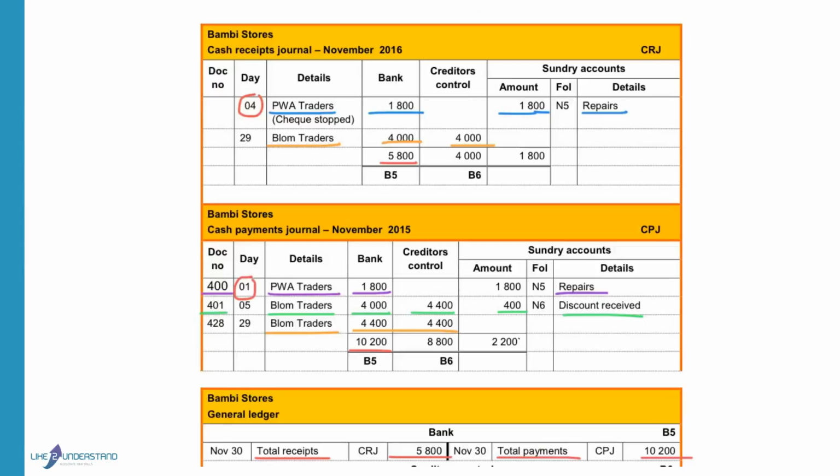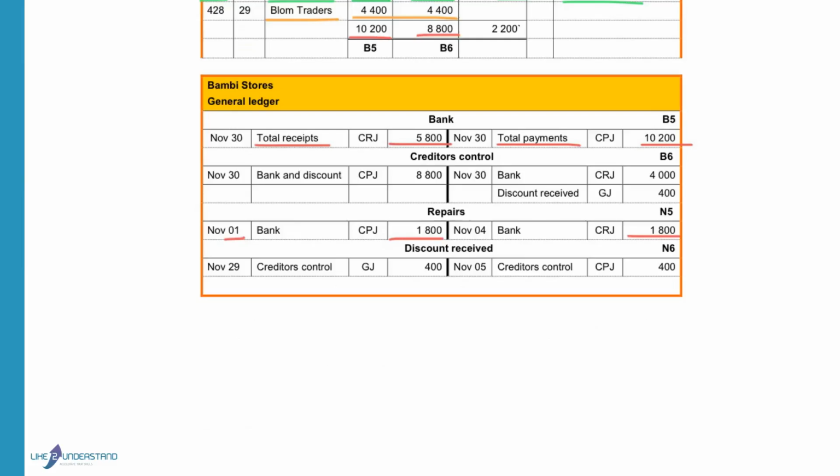The creditors control account will be credited with the 4,000 to indicate that you owe the money to them, and you will debit the creditors control account with the amounts paid of 8,800. So on the credit side, we will indicate that that cheque of 4,000 was cancelled and we owe the money to the creditor. We also cancelled the discount received in the general journal, the 400 rand.